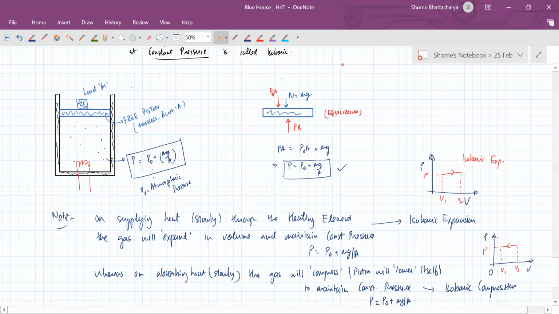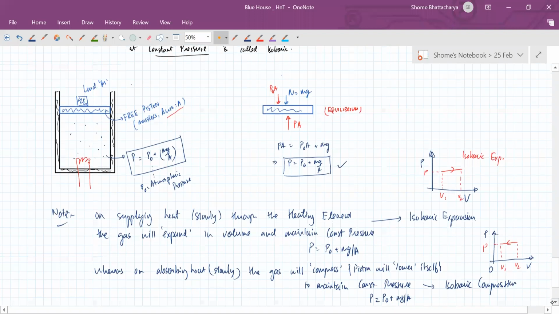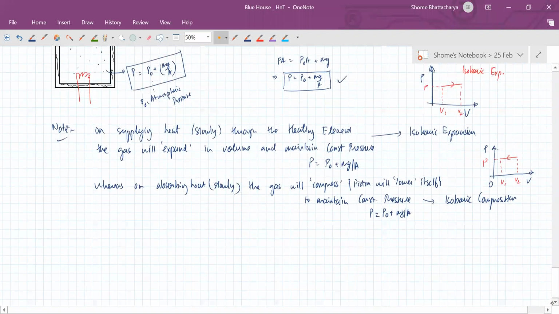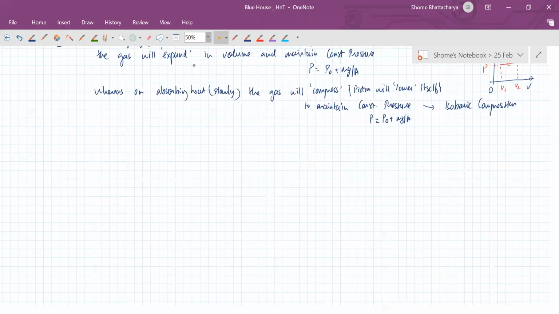Yeah, A is the area of the piston. That's correct. Over here. Okay, so now let's see the equation of state and first law of thermodynamics used in this.